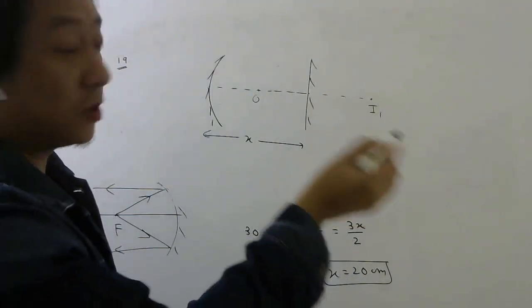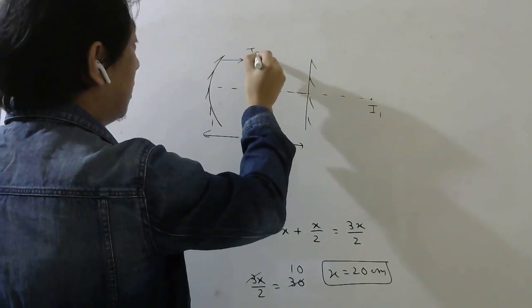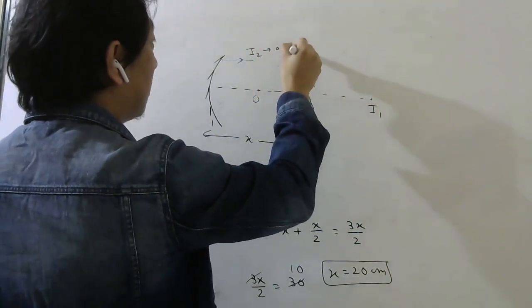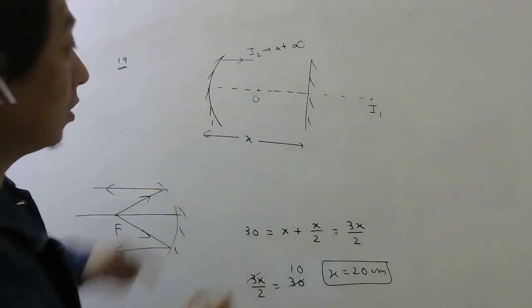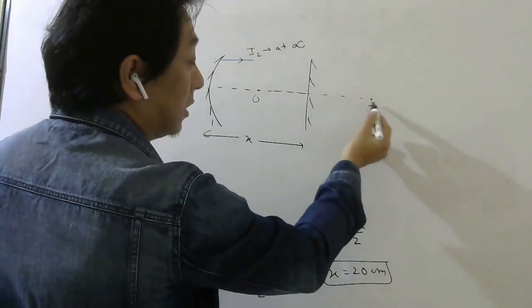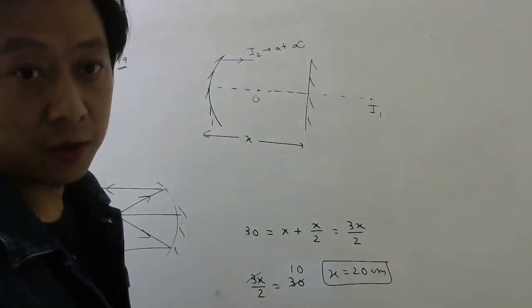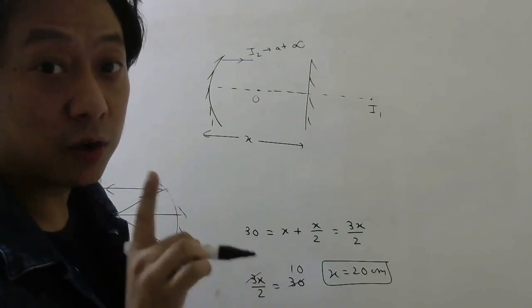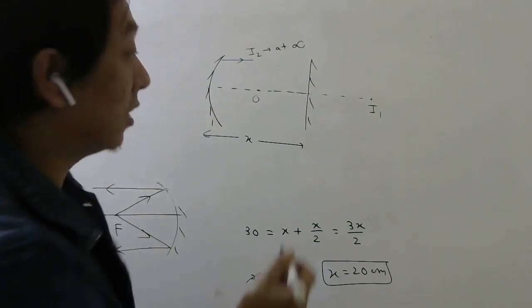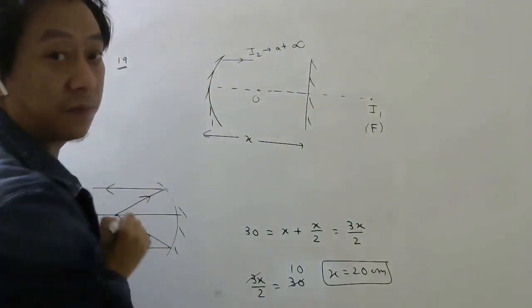Now the image, because the rays are parallel after reflection, will be at infinity. The second image will be at infinity, the image made by this one. Therefore, this one is going to act as object for the concave mirror. Where should the object be if the image is at infinity for a concave mirror? At the focus. Therefore, this must be the focus of the concave mirror.